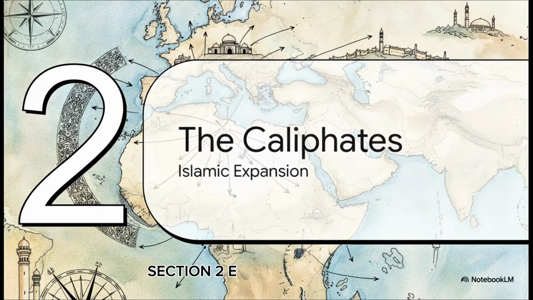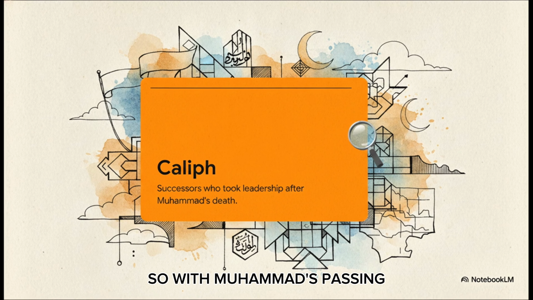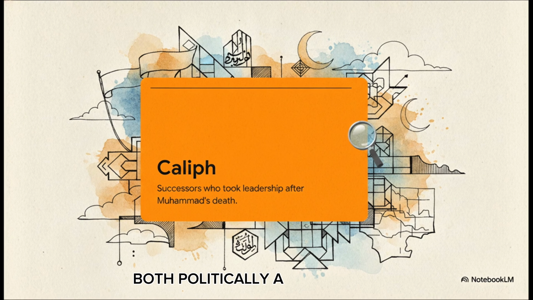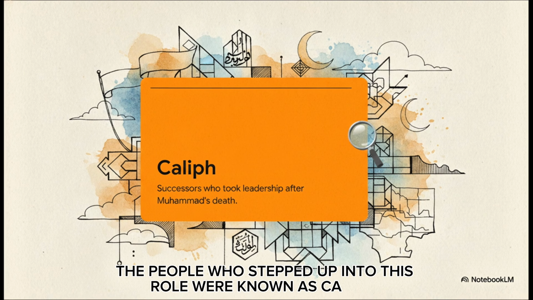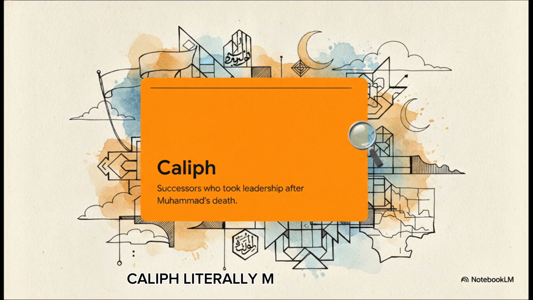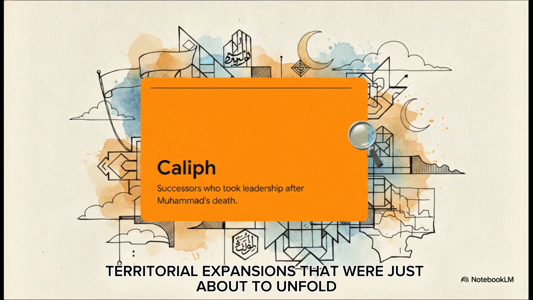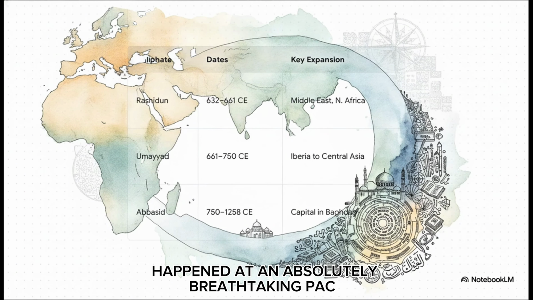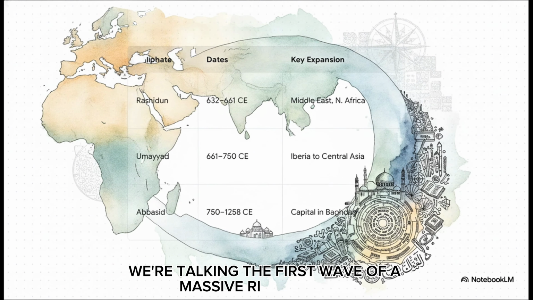Section 2. Expansion and the caliphates. So, with Muhammad's passing, the community obviously needed new leadership to guide them, both politically and spiritually. The people who stepped up into this role were known as caliphs. Caliph literally means successor, and these successors would go on to become the core architects of the massive territorial expansions that were just about to unfold. And the geographic growth that followed happened at an absolutely breathtaking pace. We're talking the first wave of a massive ripple effect.